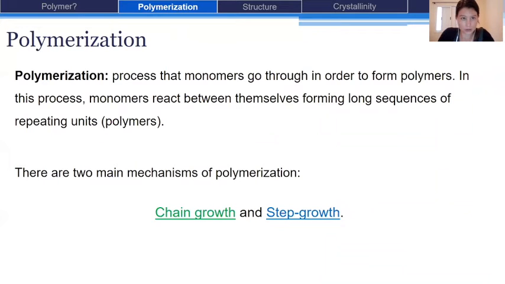So now let's focus a little bit more on polymerization. Polymerization, as we said, is a process that monomers go through in order to form polymers. In this process, monomers react between themselves, forming long sequences of repeating units that we call polymers. And in this class, we will describe two main mechanisms of polymerization, which are called chain growth and step growth polymerization.